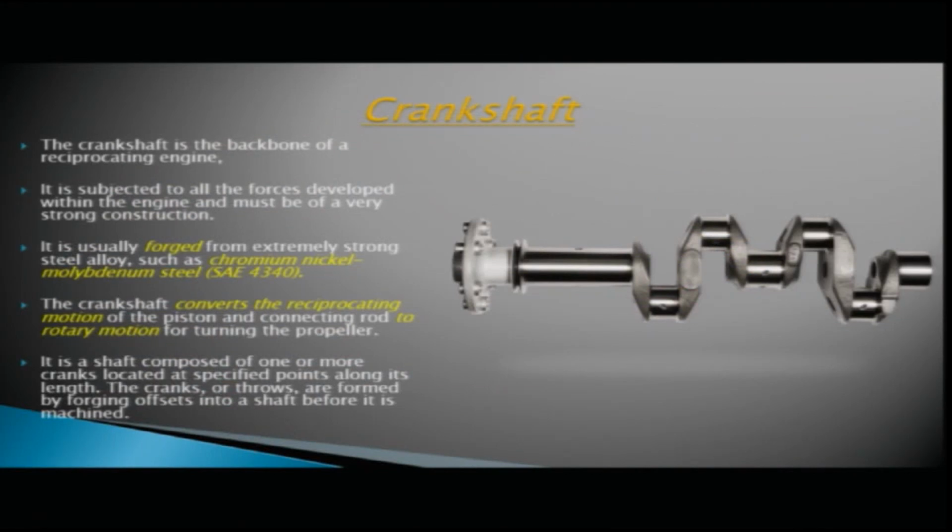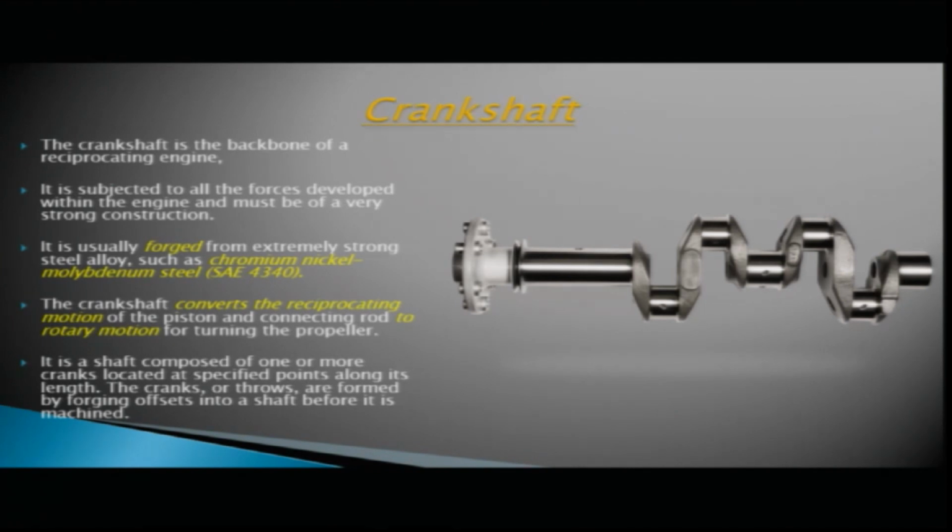Coming to the different parts, the first part is the crankshaft. Here in the diagram you can see the crankshaft. It is the backbone of a reciprocating engine which is subjected to all the forces developed within the engine, and it must be of a very strong construction. Since the crankshaft is exposed to a lot of forces which are developed within the engine, it needs to be of a very strong construction.